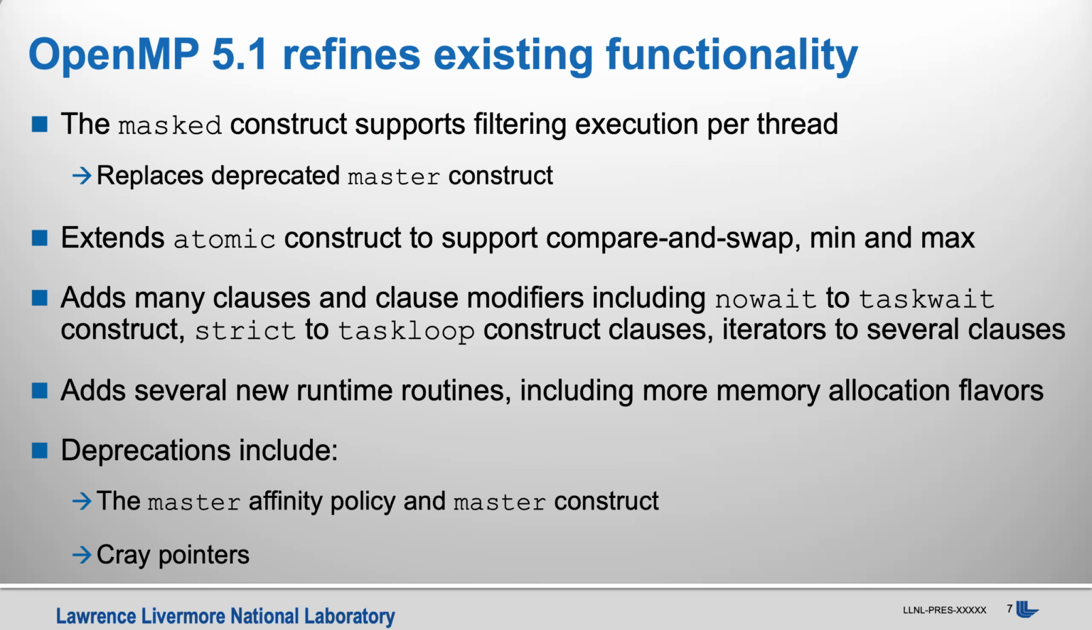Another significant enhancement is that we've extended the atomic construct to support compare and swap atomics. And through the way we define the compare and swap support, you can now specify min and max atomics in C and C++. They were already available in Fortran because min and max are intrinsic functions in that base language, but they were not available operators for atomics in C and C++ previously.